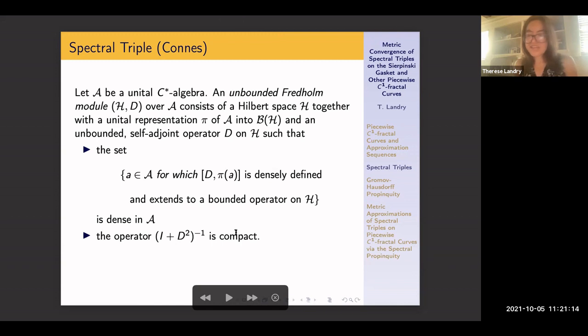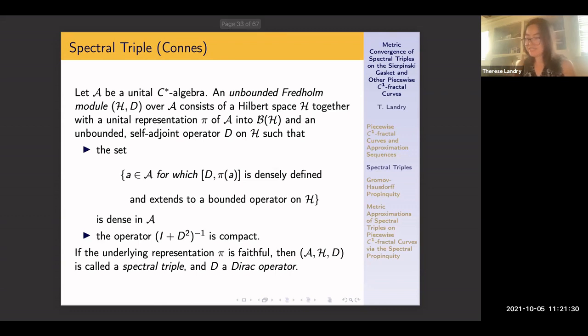We also have a compact resolvent condition. What this does is ensure that the eigenvalues of this operator exhibit properties that are suitable for extraction of geometric information, like measure and dimension, from spectral data. So if all of these ingredients are in place and our representation for the C-star algebra is faithful, then our triple qualifies as a spectral triple, and that distinguished operator is called a Dirac operator.